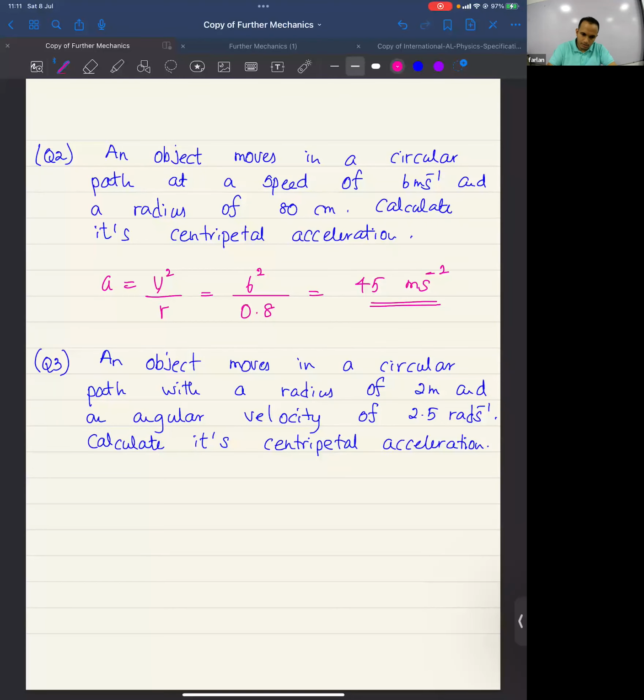So guys, now you have the angular velocity. So we use a equals r omega squared. R is 2. Omega is 2.5, that's squared. So a equals how much? 12.5 meters per second squared.